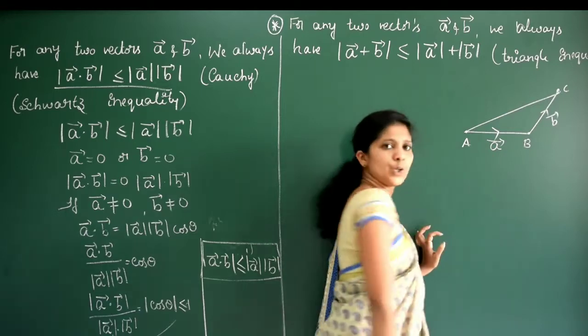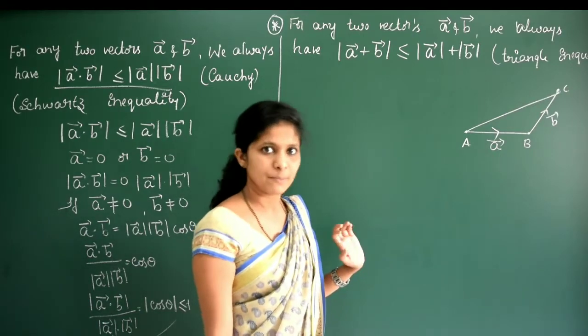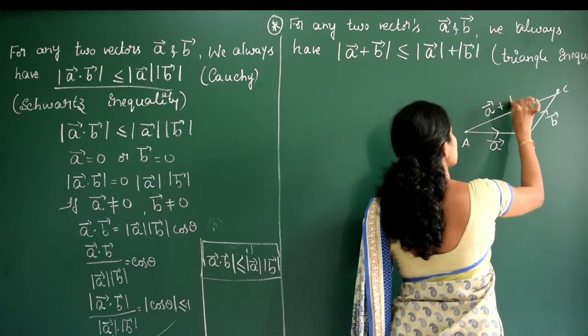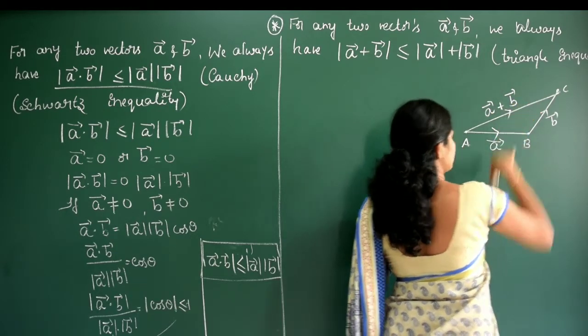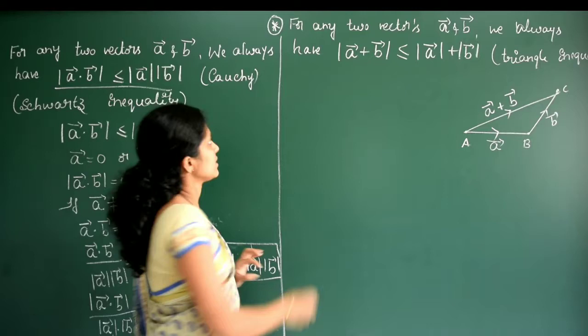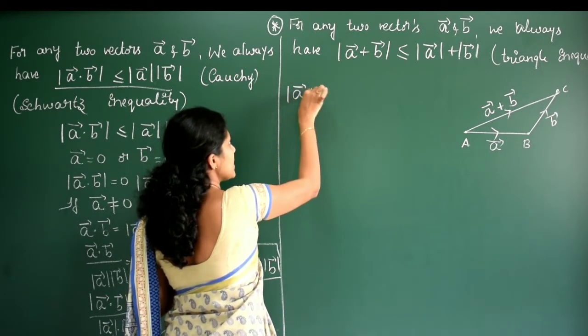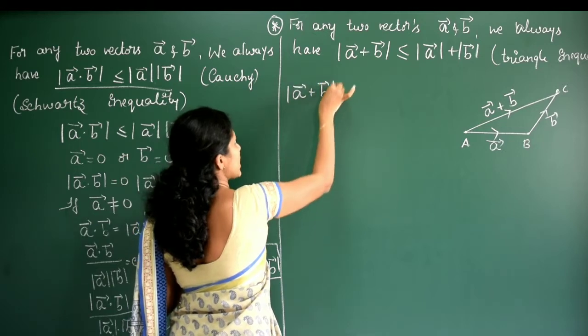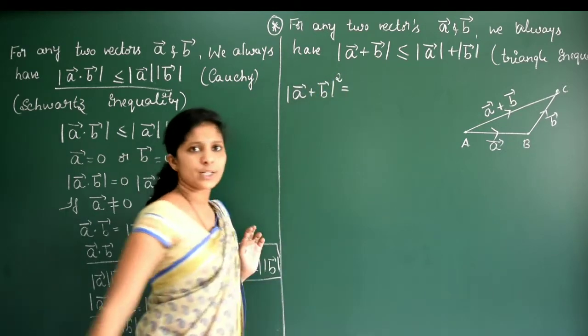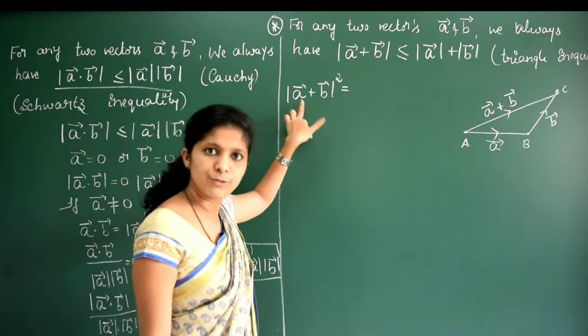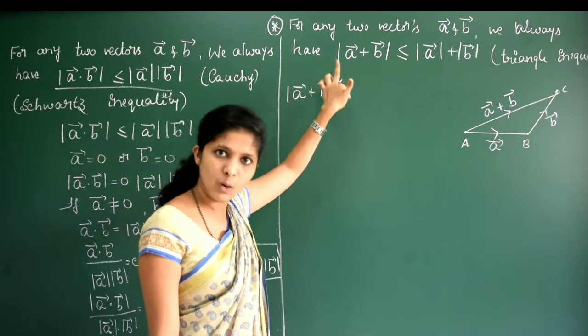AC vector is equal to AB vector plus BC vector, triangle. So this will be A vector plus B vector. Clear? Now let me consider the magnitude of A vector plus B vector squared. We have to prove this. For this we will consider the magnitude of A vector plus B vector whole square.